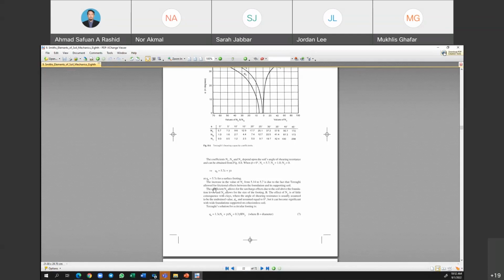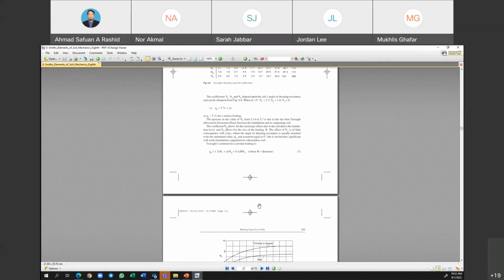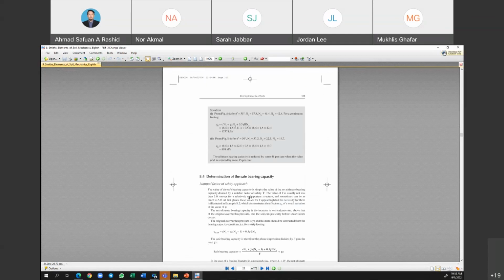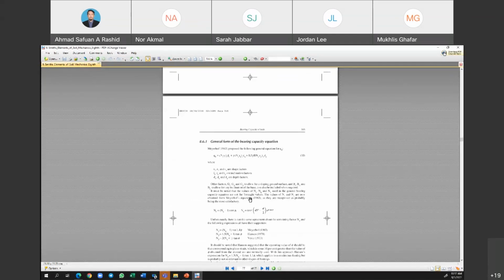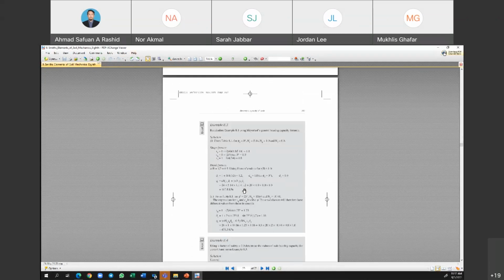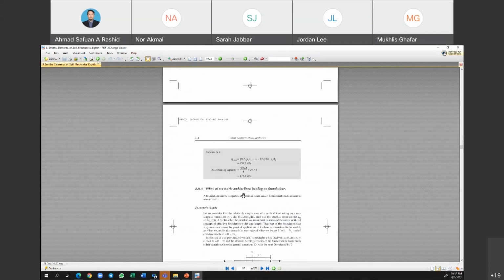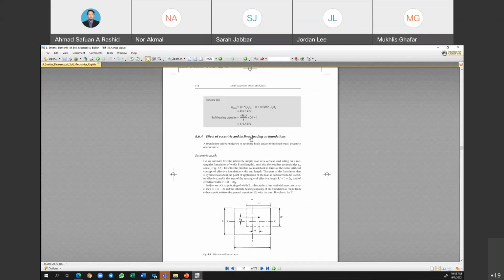So yeah, this is the discussion on where we should use the value for the soil properties for the Nq, gamma and Nc. This is based on Meyerhof. This is due to the effect of eccentricity and inclined loading. So this is new in what we call Eurocode 7.